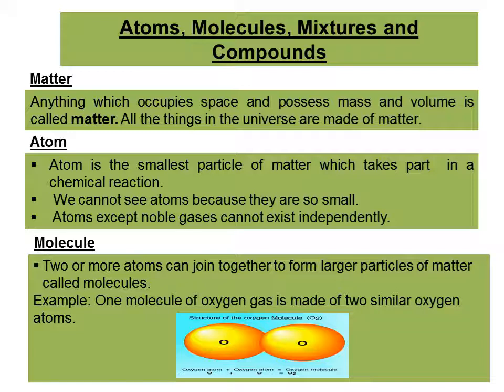For example, two oxygen atoms share with each other to form oxygen gas. One molecule of oxygen gas is made of two similar oxygen atoms, and now this O2 is called oxygen gas that exists independently.